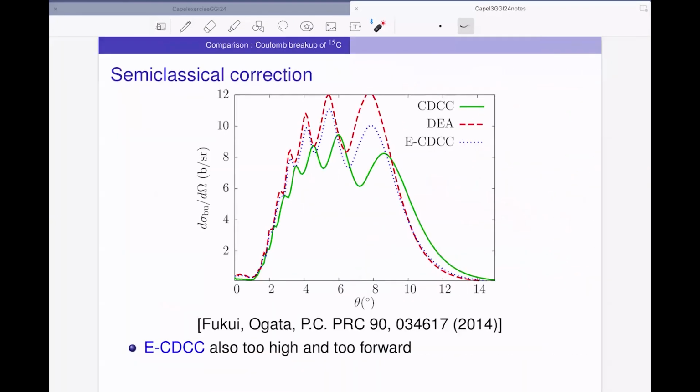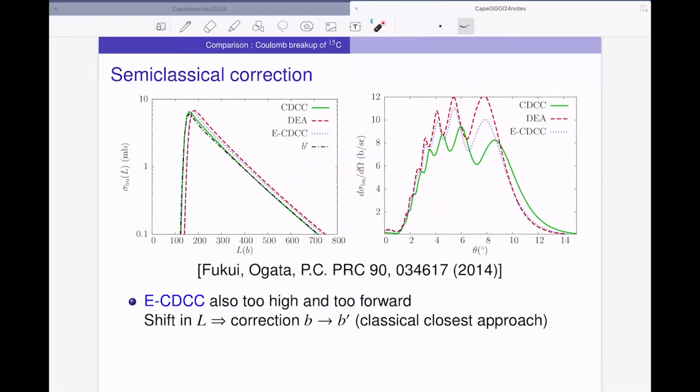And so we tried to understand what the problem was. We worked with Fukui and Ogata from Osaka at the time. Now Ogata is back at Kyushu. And so we looked at their eikonal CDCC. We thought, okay, it's a problem of energy conservation at one point, but that's not the case. Eikonal CDCC does not do a much better job. But we looked as a function of the impact parameter. We saw that there was a sort of a deflection here.